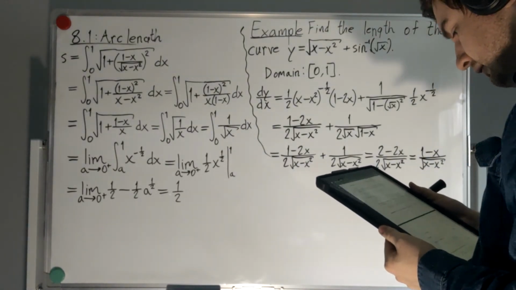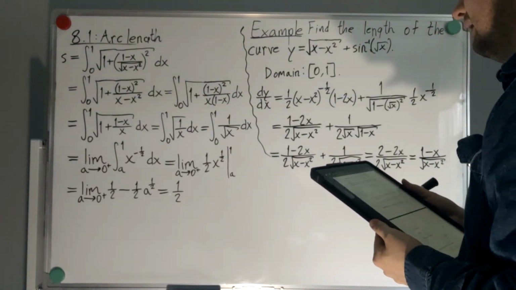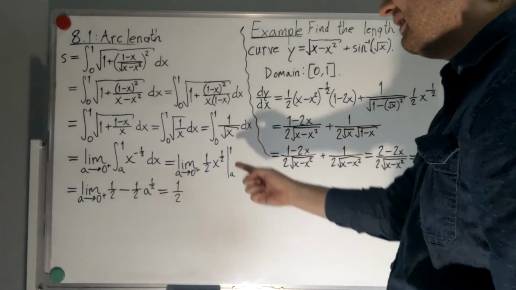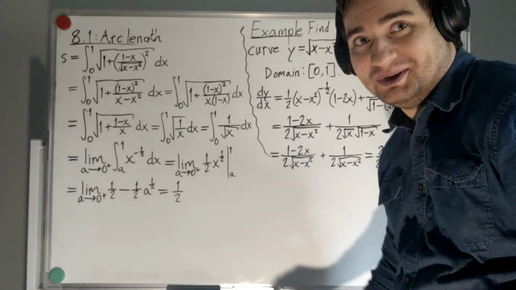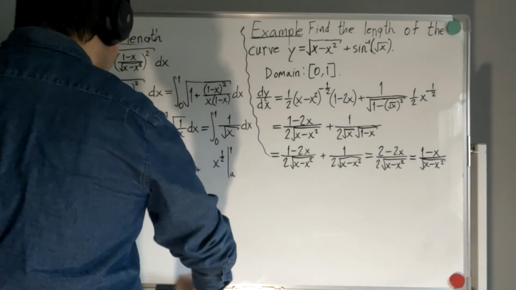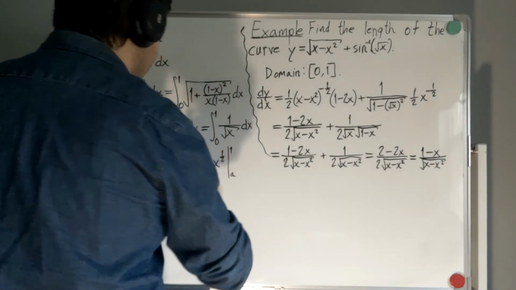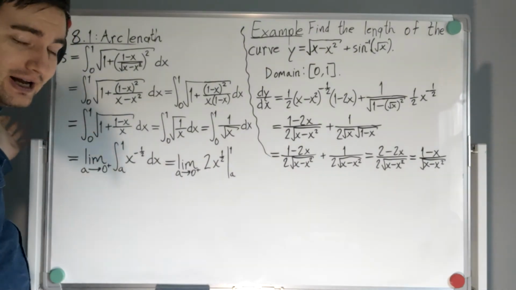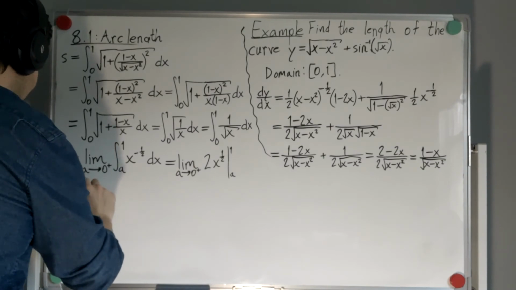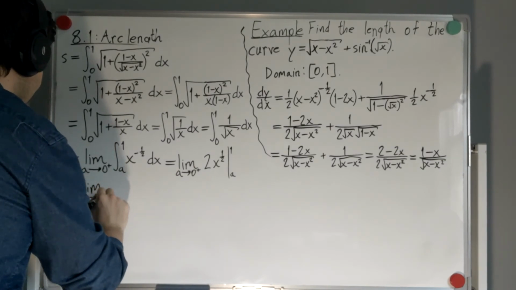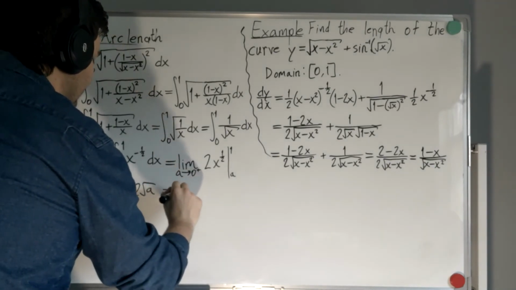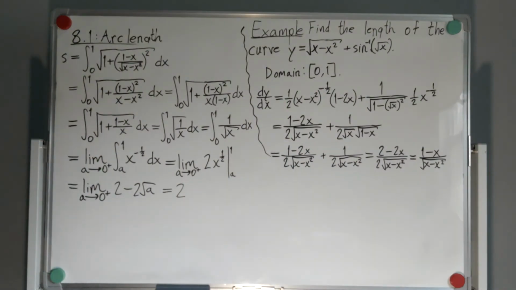However, oh, I made a mistake. That's not how you take the antiderivative. You have to divide by the new exponent. So actually, this should be like that. Dividing by 1/2 is the same as multiplying by 2. Okay, then this becomes the limit as a approaches 0 from the positive side, 2 minus 2 root a, and then that's just 2. That's our answer.